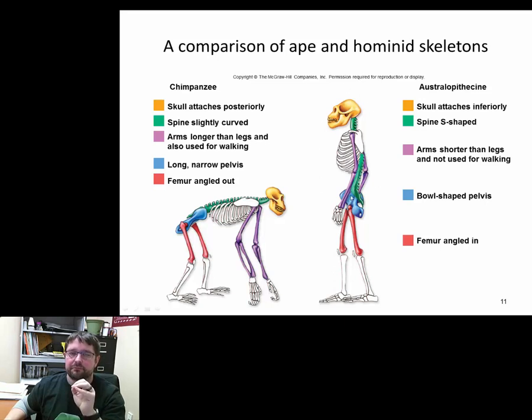The Australopithecus would have a hominid skeleton that would show that they had shorter arms, longer legs. Their pelvis is shaped differently, the spine is shaped differently, and the skull is attached on the bottom versus posteriorly. So you have chimpanzees, or the pan genera, and the Australopithecus genera. Australopithecus eventually gave rise to the Homo line, or the Homo genera, which we will get to.